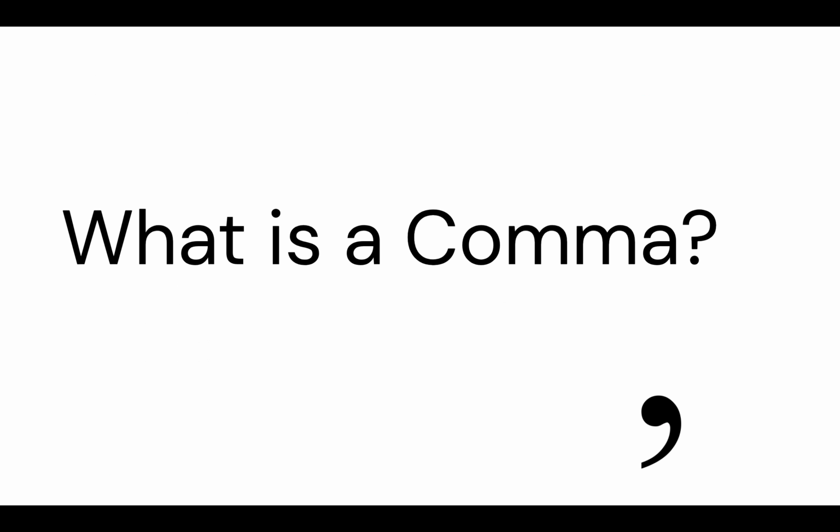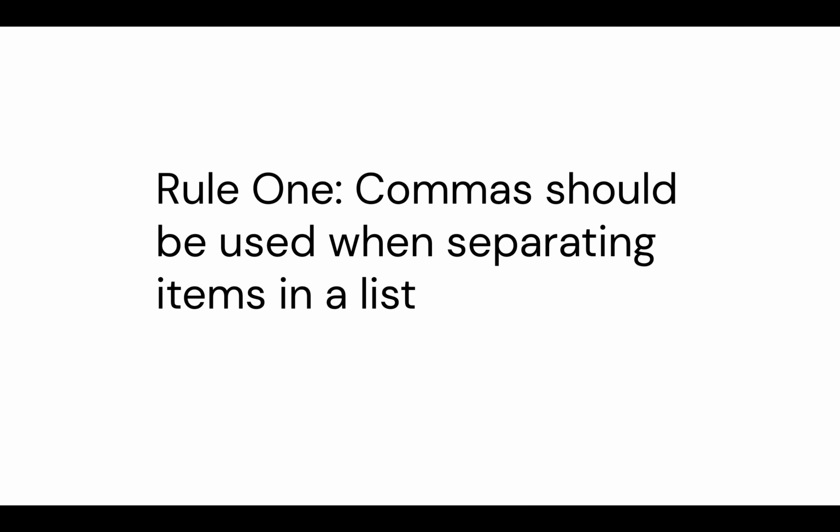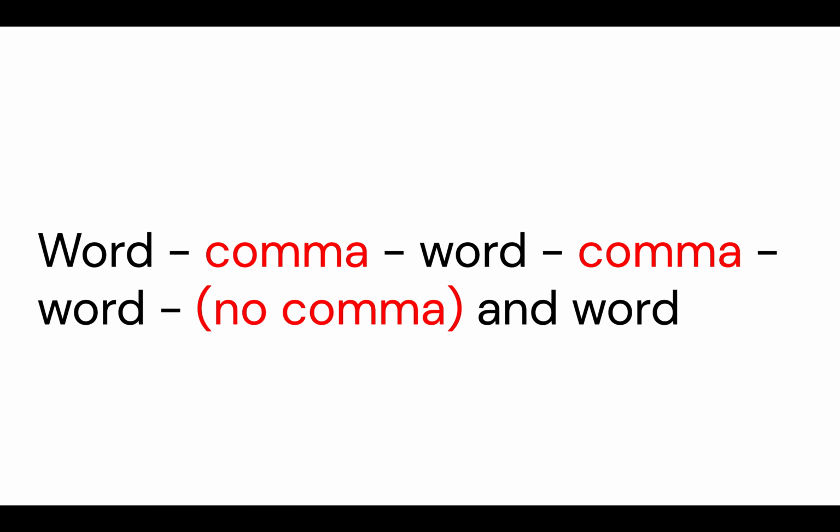What is a comma? A comma is a punctuation mark indicating a pause between parts of a sentence. Rule 1. Commas should be used when separating items in a list. This is the easy formula to remember when doing this. Word, comma, word, no comma, and word. So you would just tweak the formula depending on how many items you are listing.